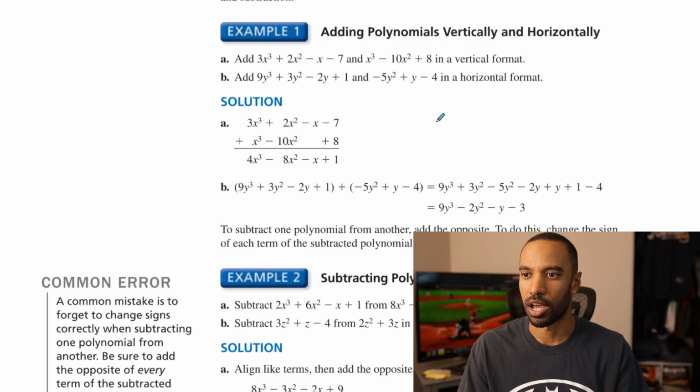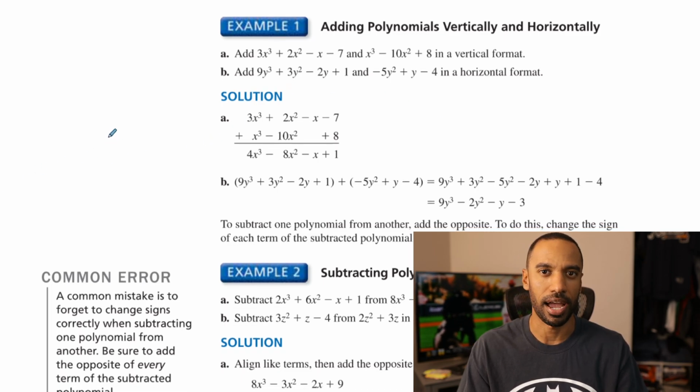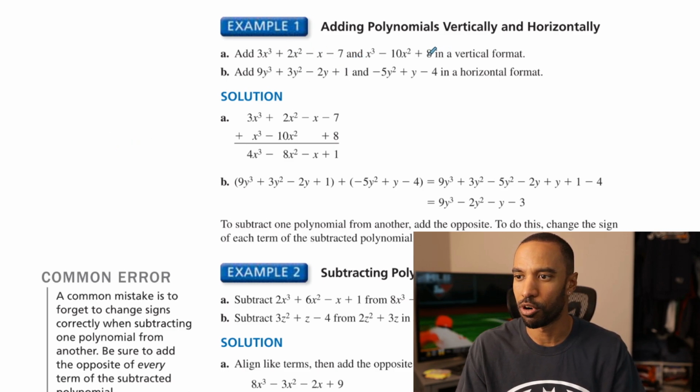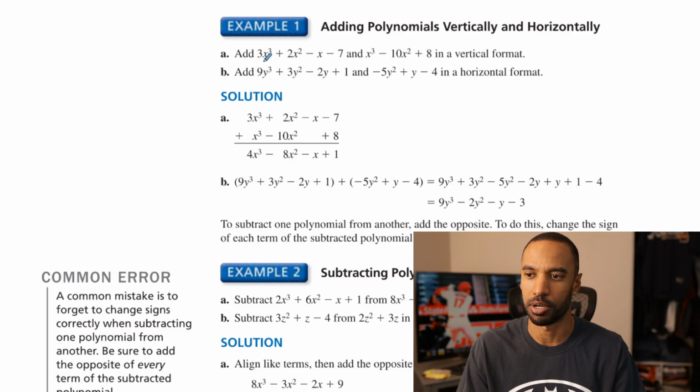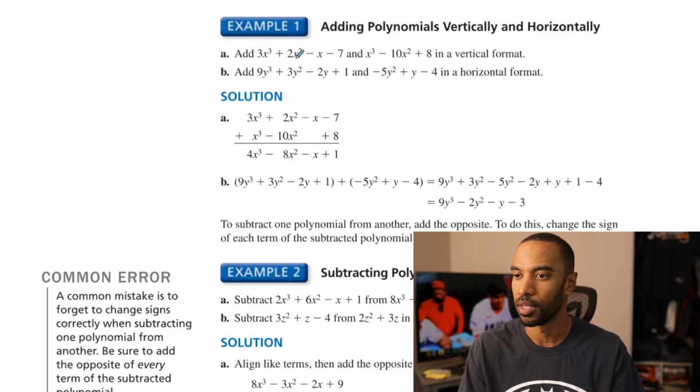Adding vertically and horizontally. Okay, I can do either. I tend to just do horizontal or a lot of mental math. But to add in a vertical format, what they're going to do is align like terms. 3x cubed will line up with x cubed so they can add them down. There's nothing wrong with the format. I just don't generally do it.